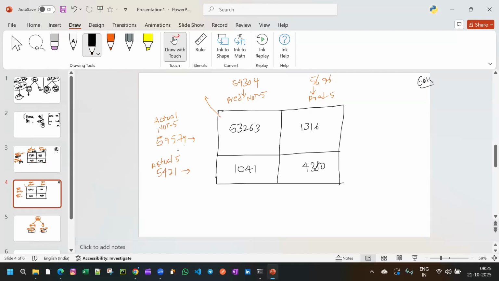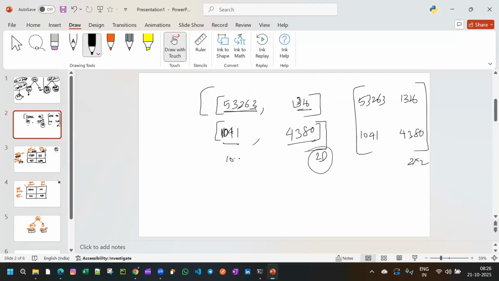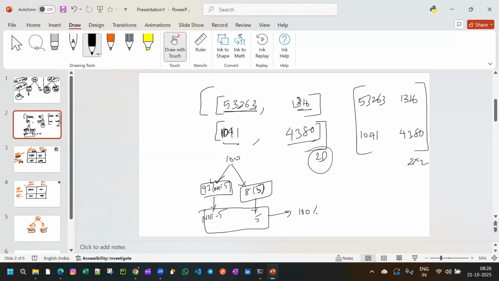Let us say, to be simple, 100 images have 92 images that are actually not 5 and 8 images that are 5. If my model is making a perfect prediction, what should it do? If I pass these 100 images to my model, it should predict exactly these 92 images as not 5, and exactly these 8 images as 5. If my model does this, I can say it has 100% accuracy. Is that clear?